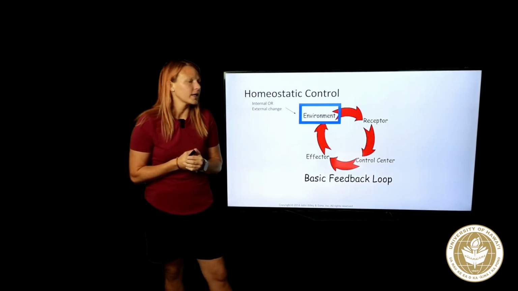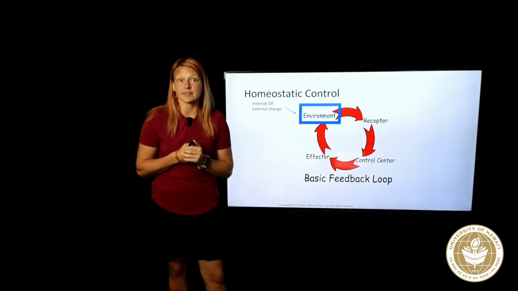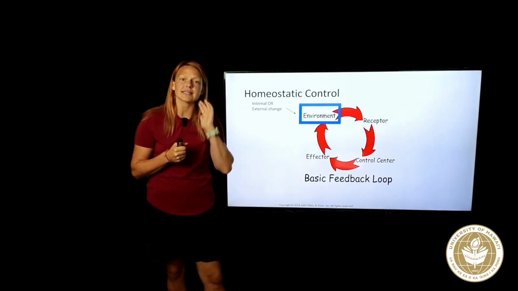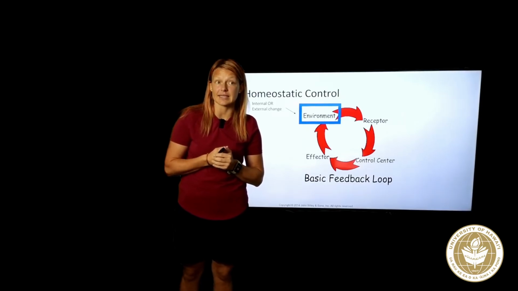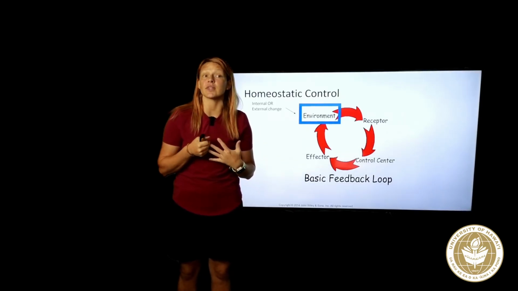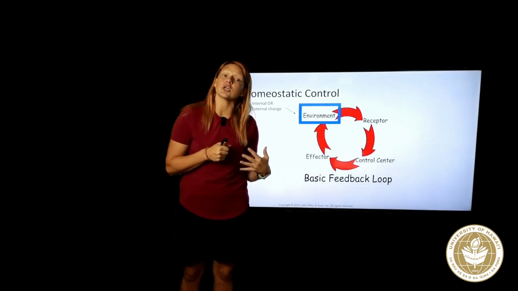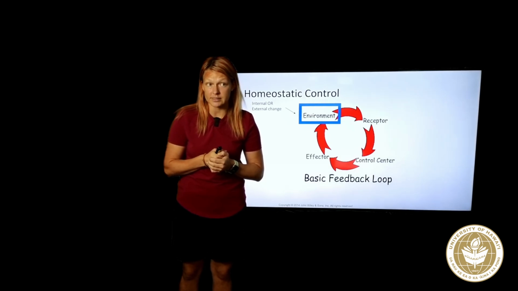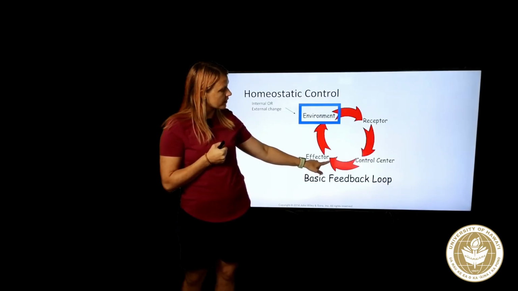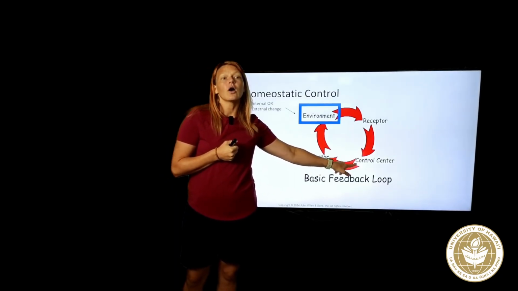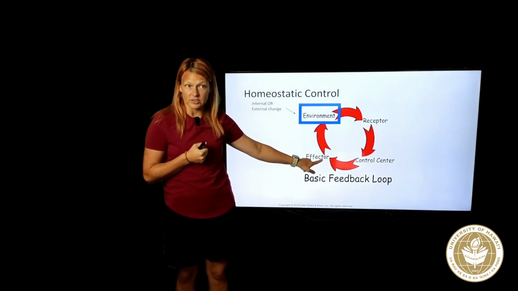So this next component, the control center, determines the set point. That set point is going to be the level or the range of levels at which a variable is maintained. So it analyzes the input that it receives by comparing it to the set point, and then it determines the appropriate response. Information known as output then flows from the control center over to the appropriate effector.